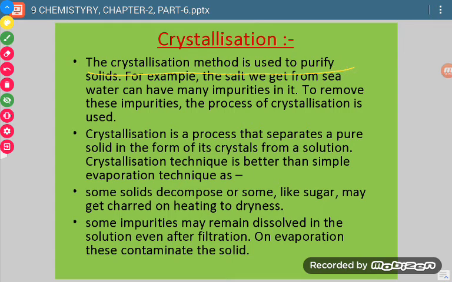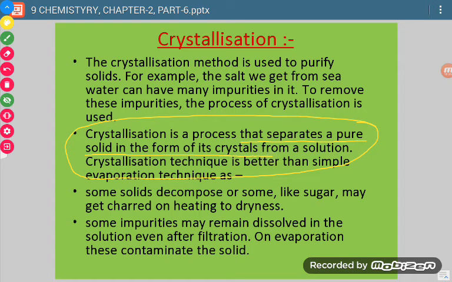Crystallization method is used to purify solids. For example, the salt we get from seawater can have many impurities in it. To remove these impurities, the process of crystallization is used. Now, what is crystallization? If we want to give the definition, then this is the definition: crystallization is a process that separates a pure solid in the form of its crystals from the solution.